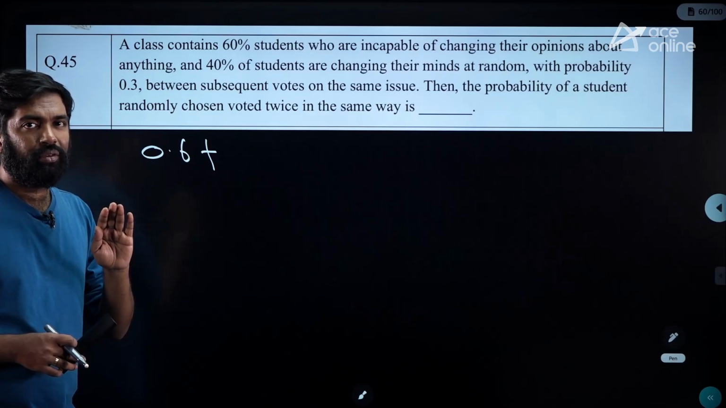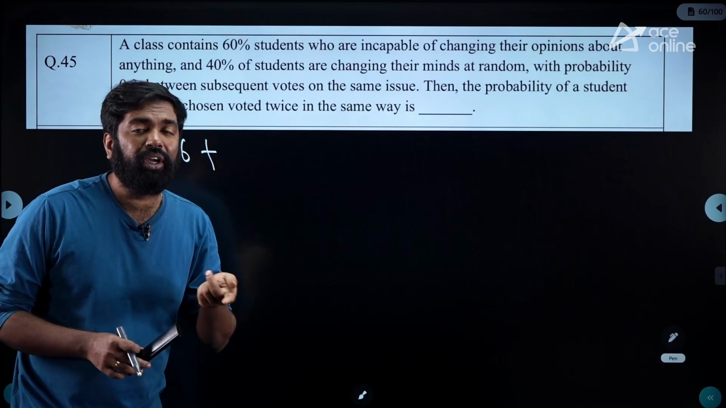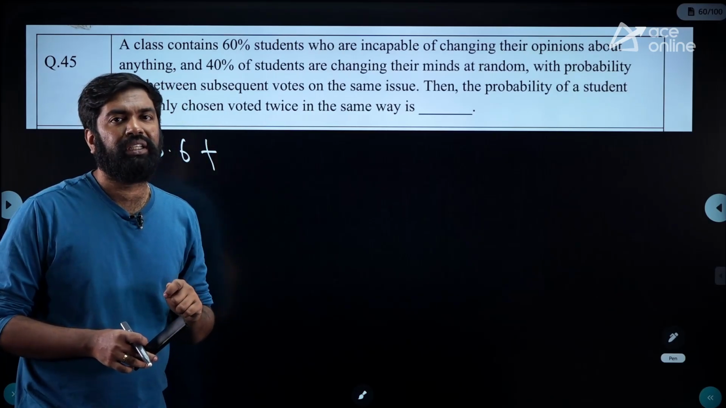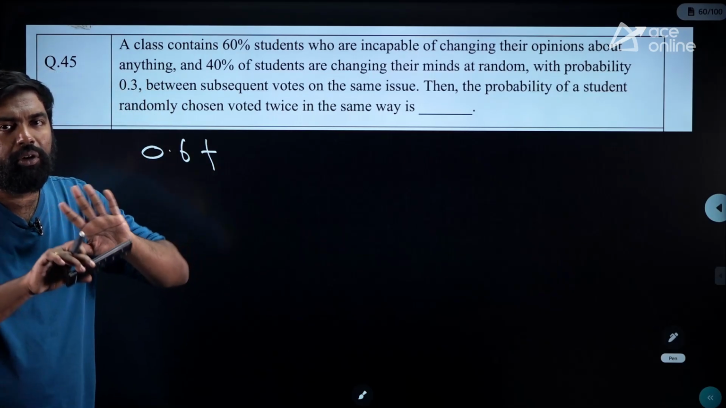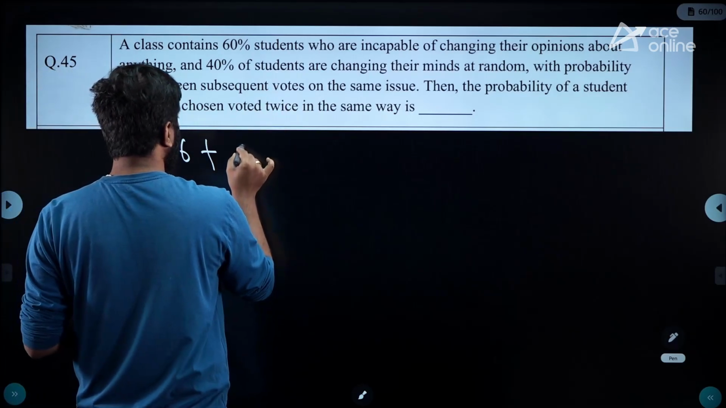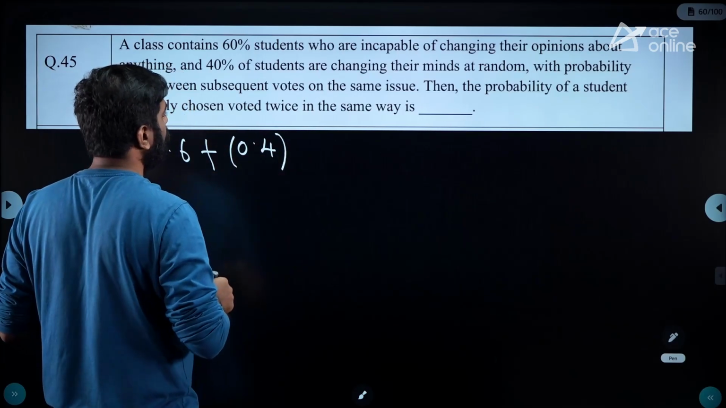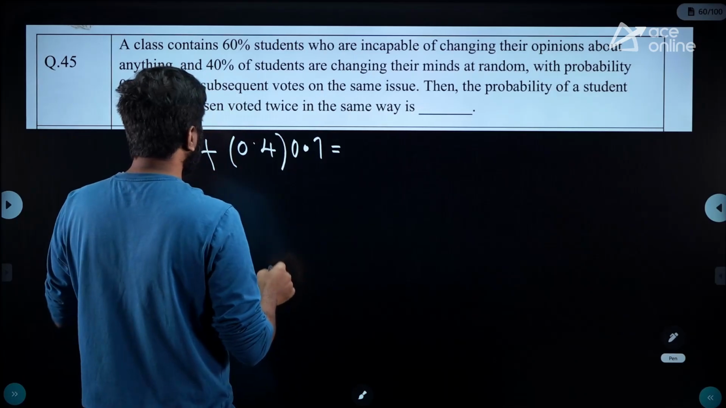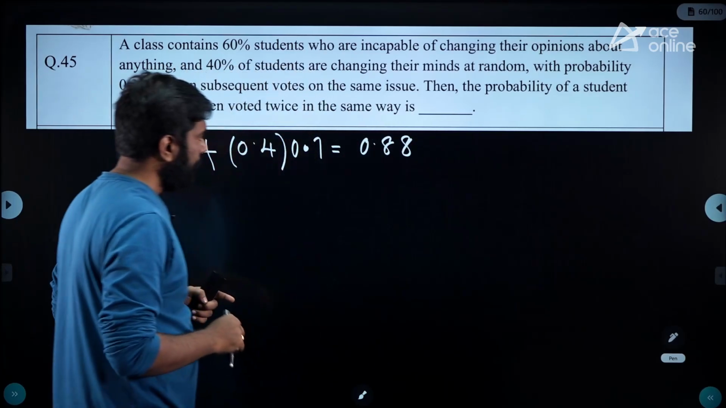Now what's the complement of this? With 0.3 probability he will change the opinion. With 0.7, now how do you know 0.7? 1 minus 0.3 is 0.7. With 0.7 probability he will not change his opinion. So plus 40% means it is 0.4 into 0.7, since with 0.7 probability he doesn't change his opinion. So this is 0.6 and this is 0.28, which is 0.88.